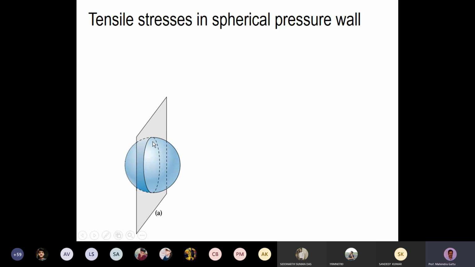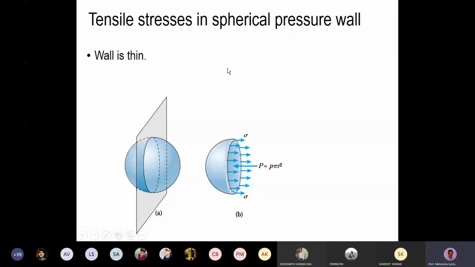So we can look at the left part of the structure and see what are the forces. There will be the internal pressure force due to p, that is, p times pi r squared, and there will be stresses developed on the circumference, a thin circular area along the circumference. So there will be the stress sigma. This stress sigma times that circular annular area will balance out this pressure force. So we can write that equation.